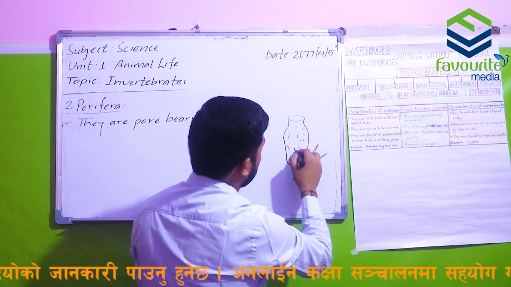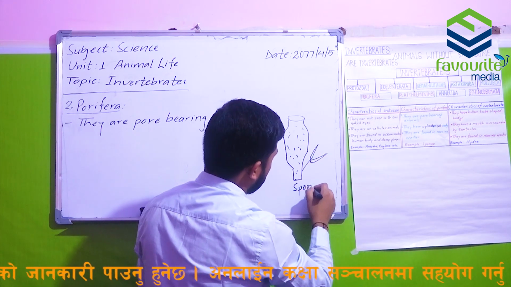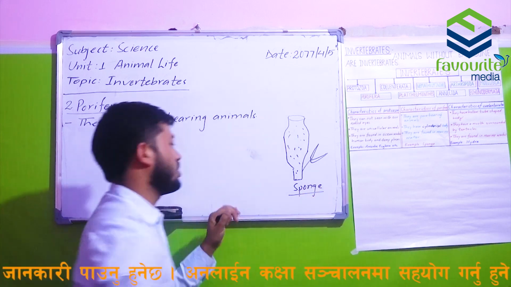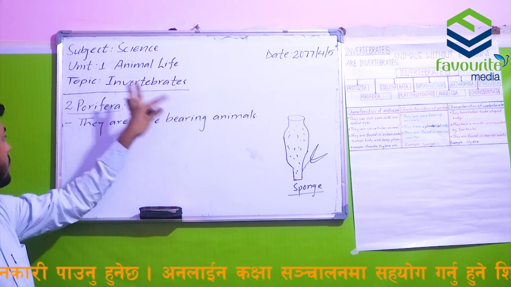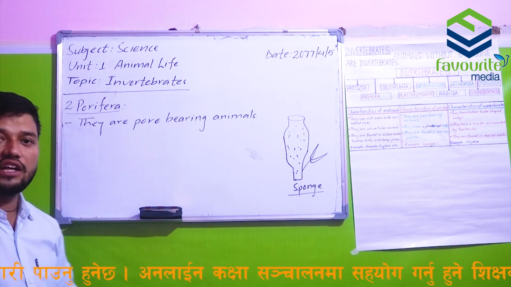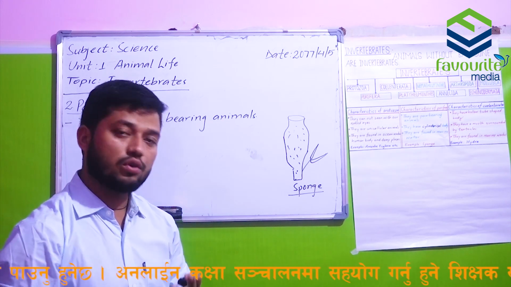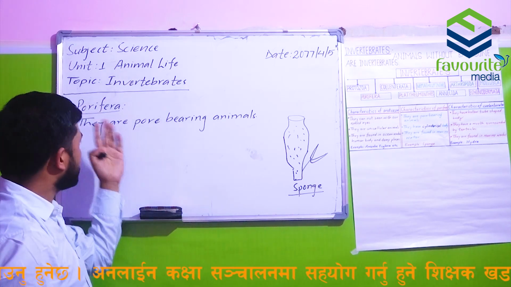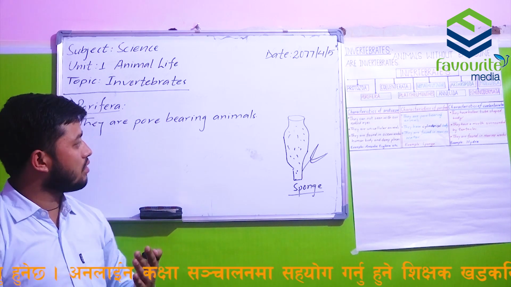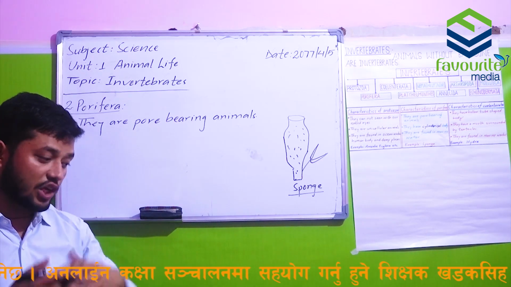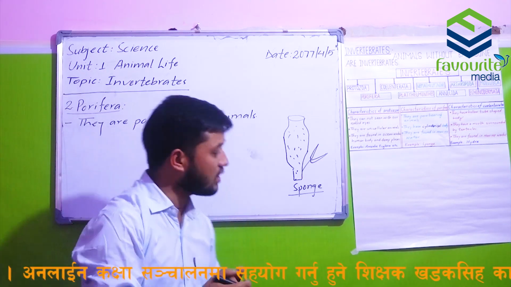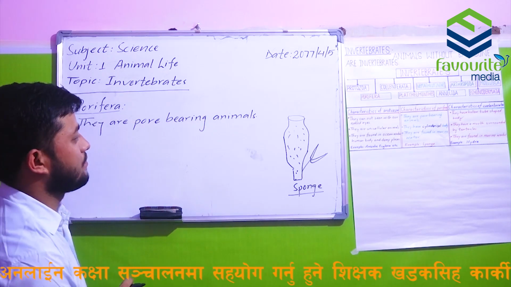This is the sponge, S-P-O-N-G-E. This is the sponge, and it is the example of Polyphera. They are pore-bearing animals. They bear pores. Pore means a small opening which is used to pass out the gases and liquid substances from the body of Polyphera.